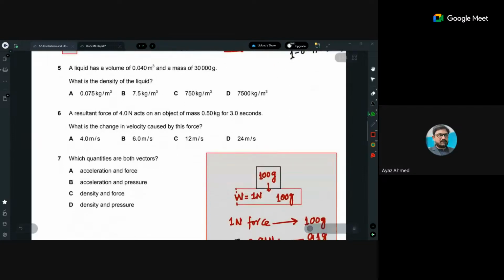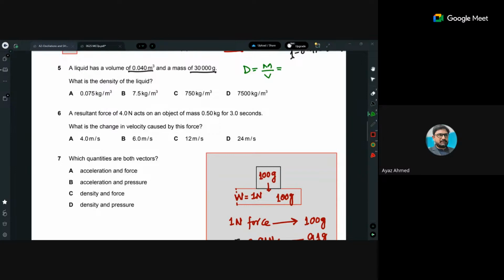Question number 4: the liquid has a volume of 0.0440 cubic meter and the mass is given. Volume is given to you, mass is given to you, you have to calculate density. So what would be the density? Density is equal to mass by volume.